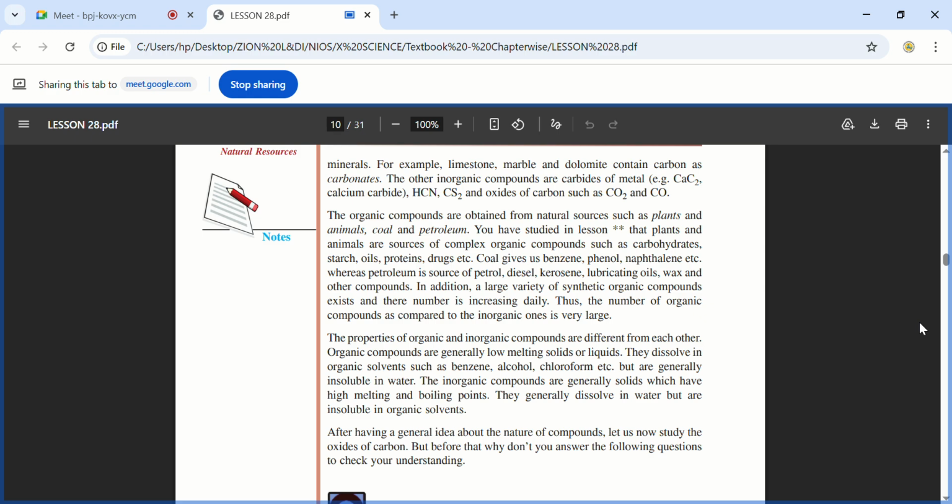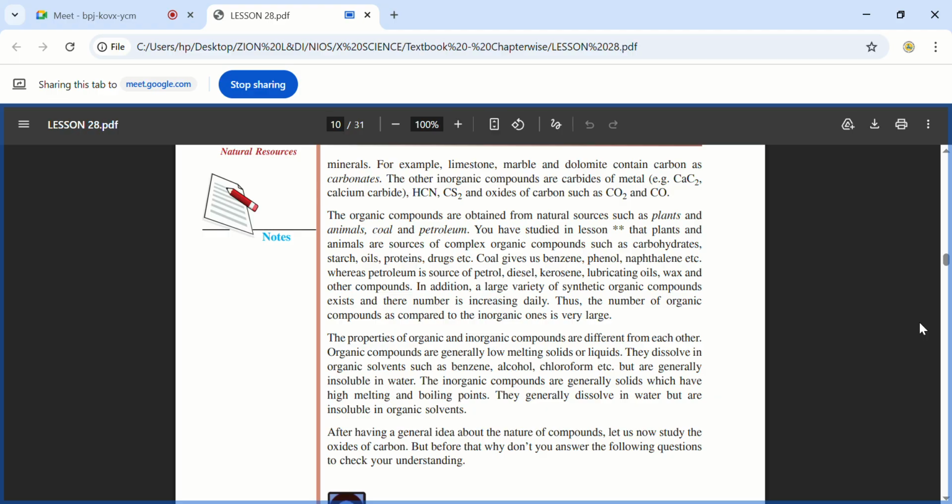After the class ends, you will write in the notes. You just divide into two partitions and write down the difference. First, organic compounds will have a low melting and boiling point, whereas inorganic compounds will have a high melting and boiling point. First difference.